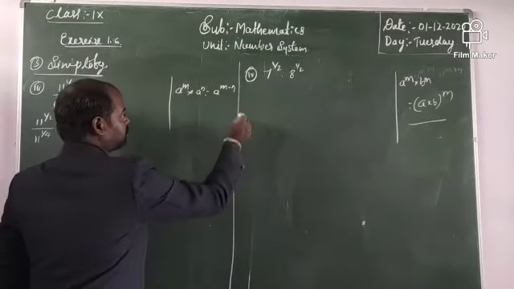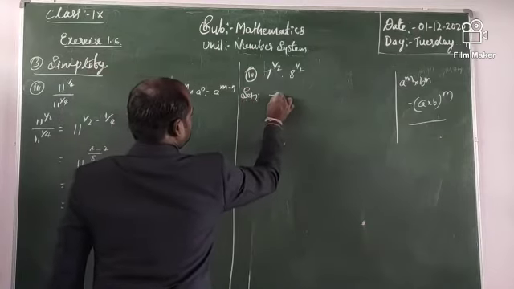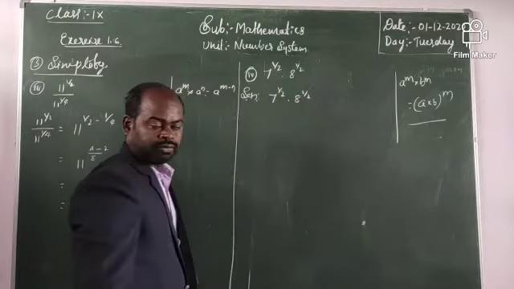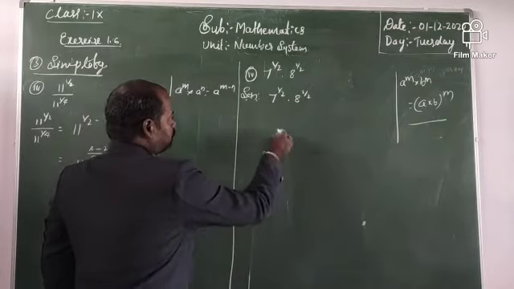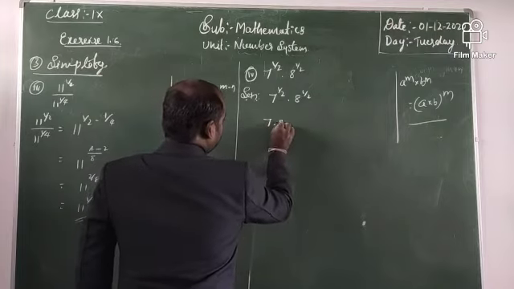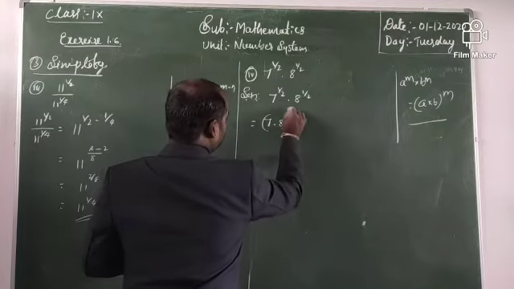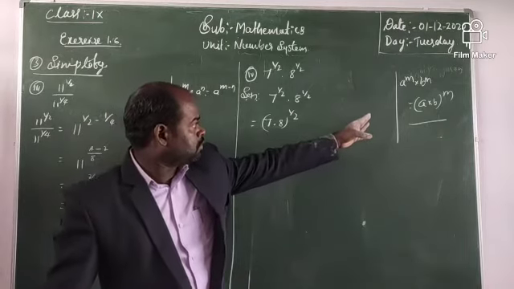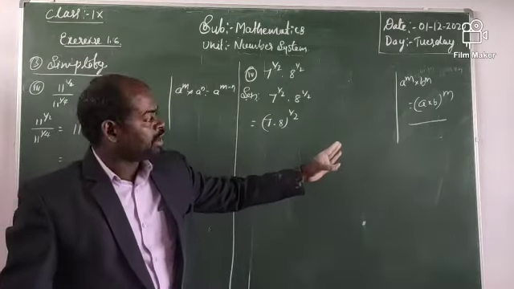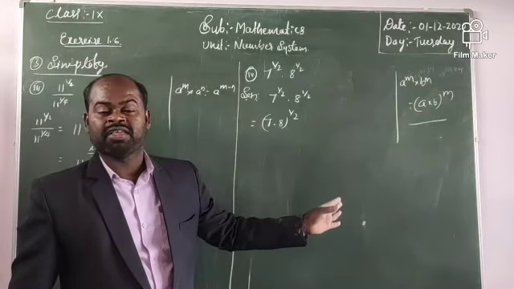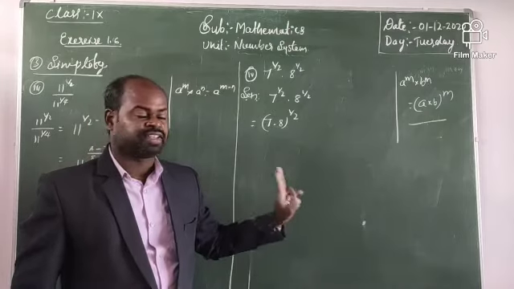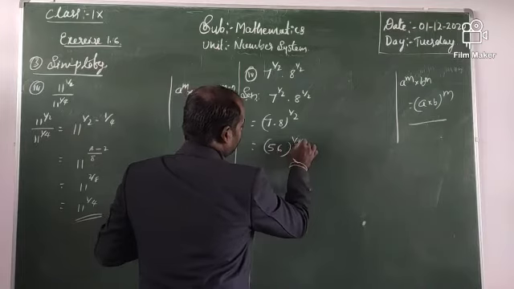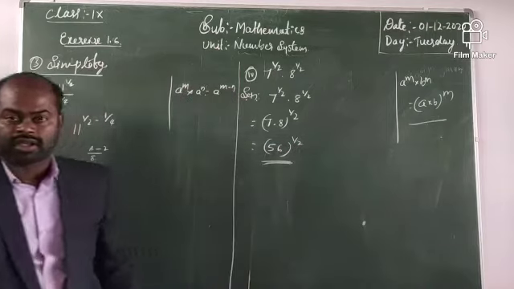Okay, see, first the solution: 7 to the power of 1 by 2 into 8 to the power of 1 by 2, which is equal to 7 into 8 whole to the power of 1 by 2. Why? Because we have to use the formula a to the power of m into b to the power of m. Here the bases are different and the powers are the same, then you have to use this formula. 7 into 8 is 56 to the power of 1 by 2. This is your answer. Got it, children?